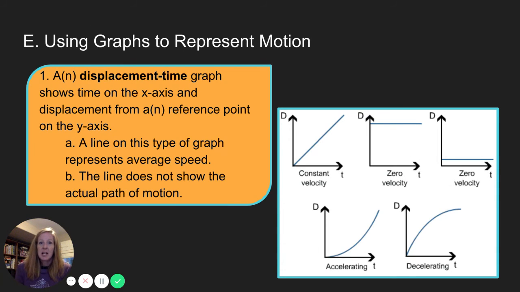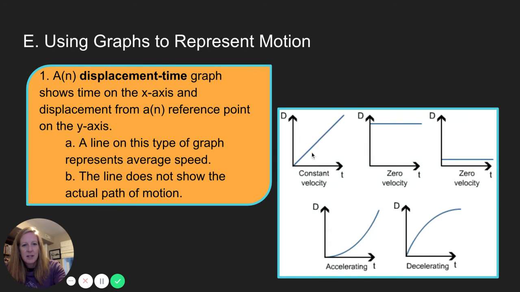We are going to be talking a lot about using graphs to represent motion and being able to understand what those graphs represent. When we're looking at motion, the first kind of graph that becomes important for us is displacement over time graphs. We're representing that with the d on the side here and the t here. The d is on the y-axis, the t is on the x-axis. A displacement versus time graph tells us something about velocity.